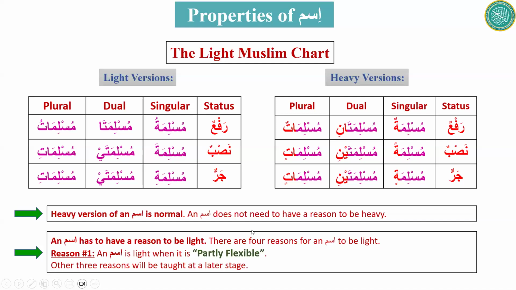Now I have it in front of you. Partly flexible words. There are subcategories under it, but the words or isms which are partly flexible are always light. So if you see a light ism, it could possibly be light because it is a partly flexible word, because partly flexible words are always light. And there was another special thing about them. Brother Taimur?